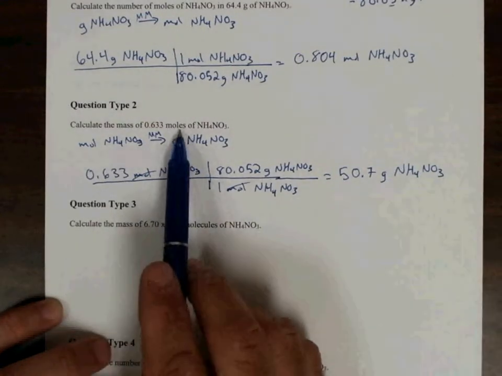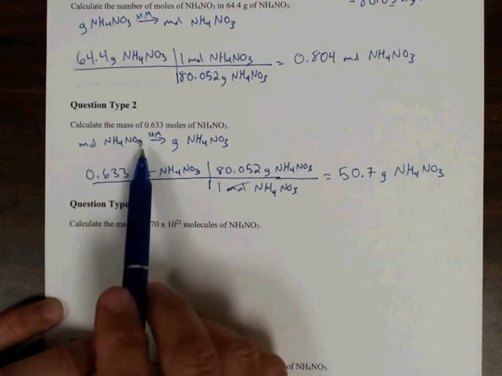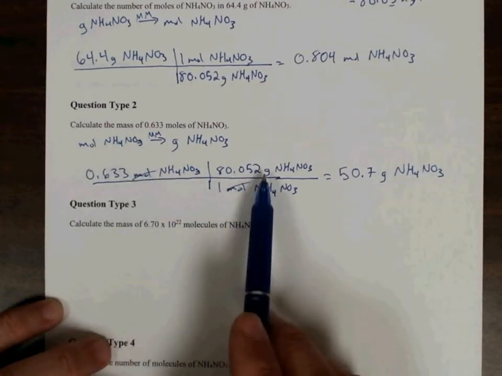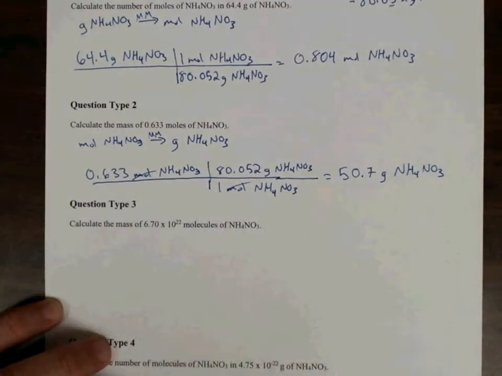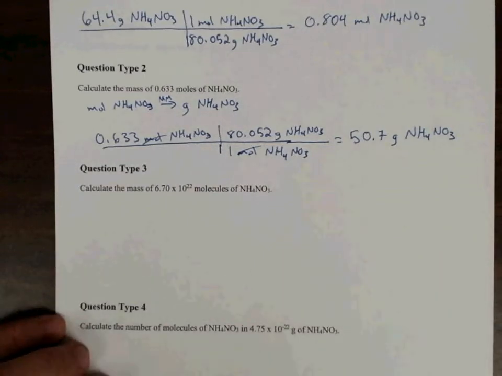Okay, so anytime that you're given a number of moles of a compound and you're asked to find the mass of that compound, just multiply by the molar mass and have the molar mass, the grams, in the numerator and the moles in the denominator. As we look down here at question 3, it's going to say calculate the mass of 6.70 times 10 to the 22 molecules of NH4NO3.